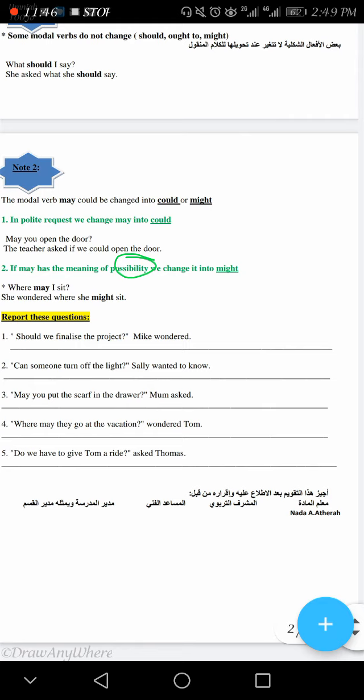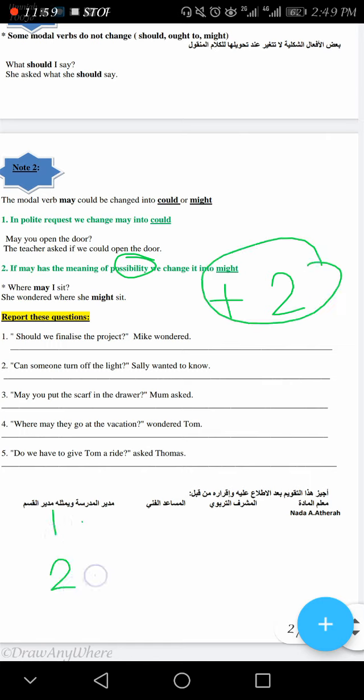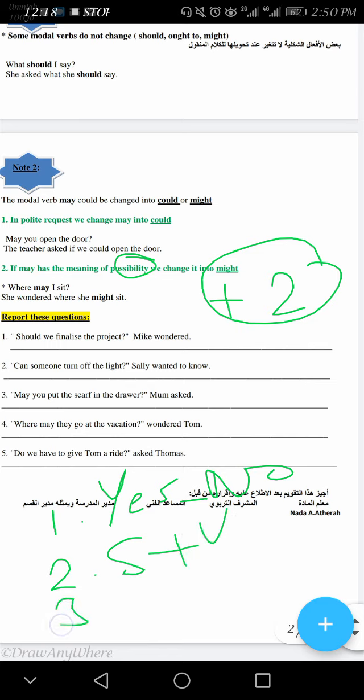Okay, now try to answer this question depending on the two rules. First, try to solve them, it will be, inshallah, plus 2 marks. The points I'd like to remind you of: decide whether this is a yes/no question or a WH question, so you know which rule to follow, the first or the second. Number 2, don't forget, Miss, the subject before the verb. 3, don't forget to change the verb tense.